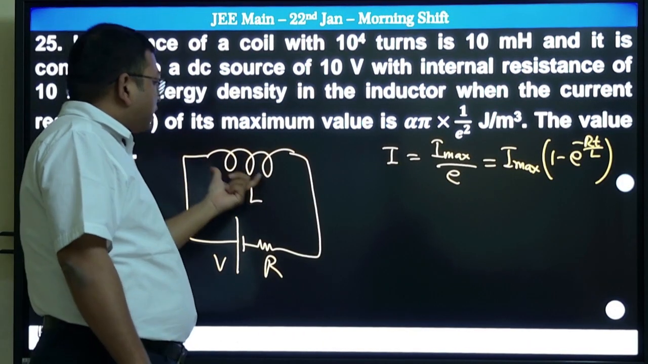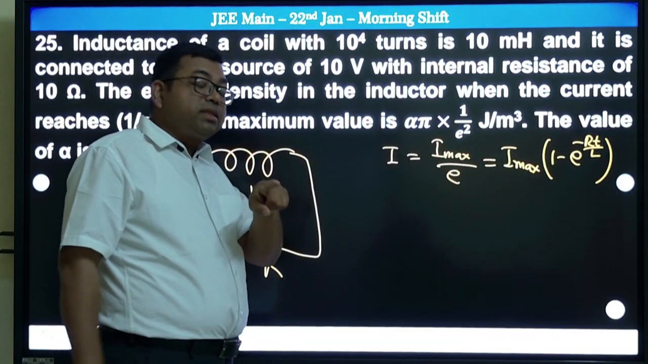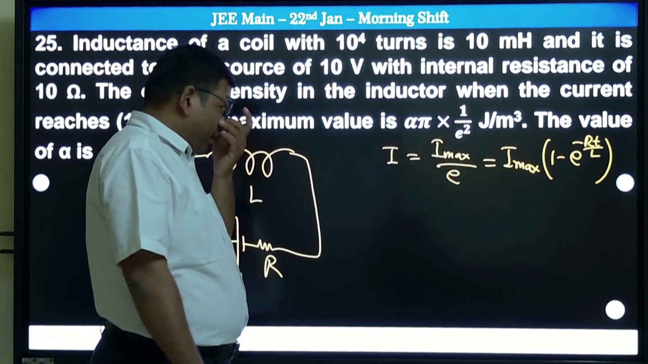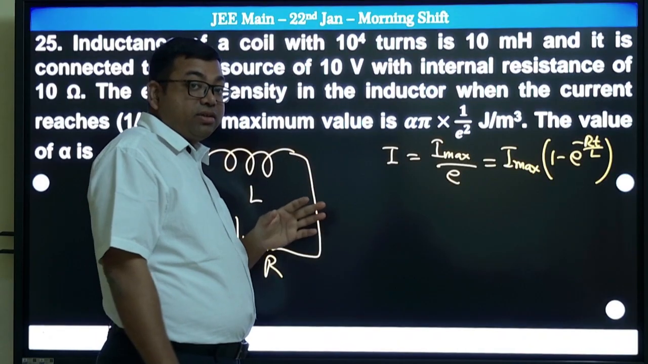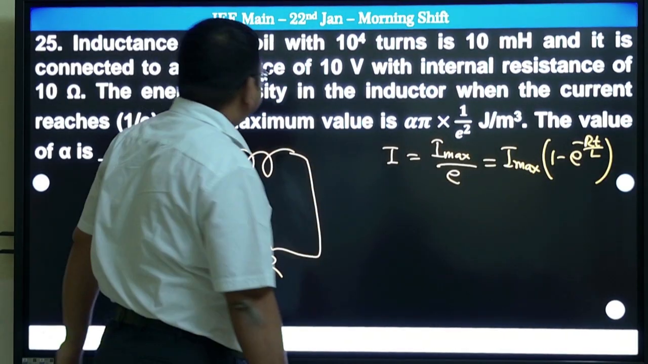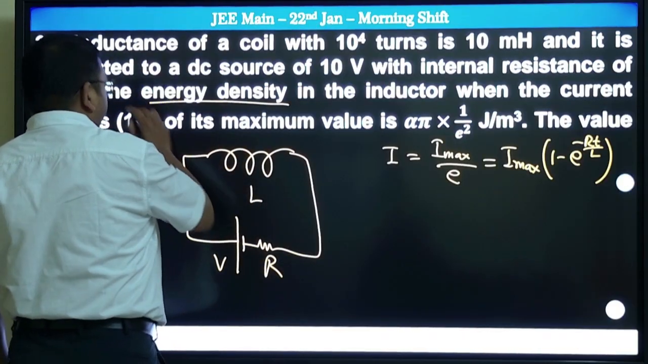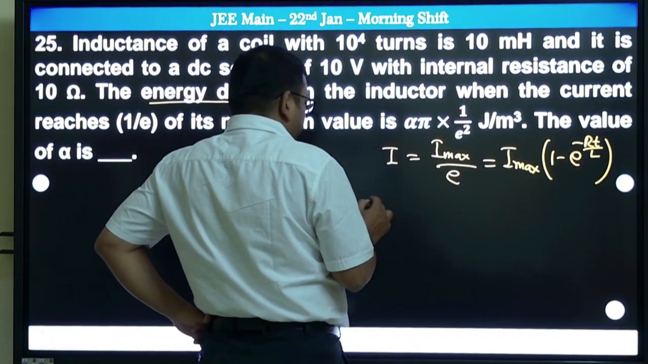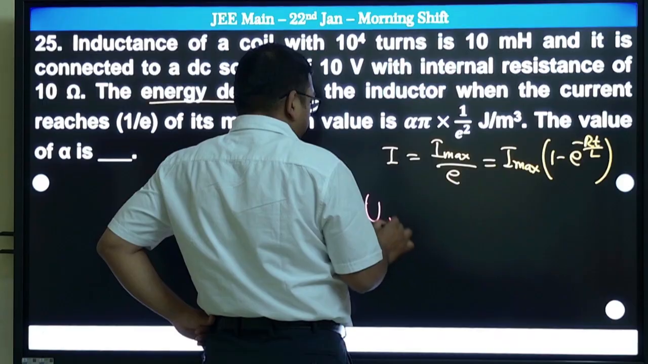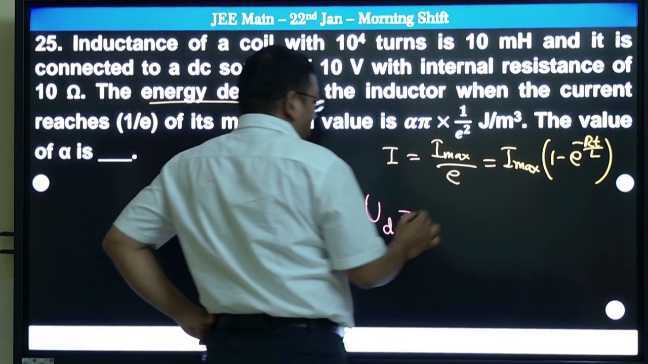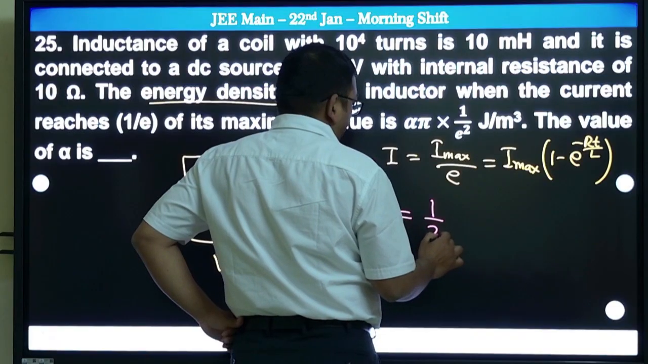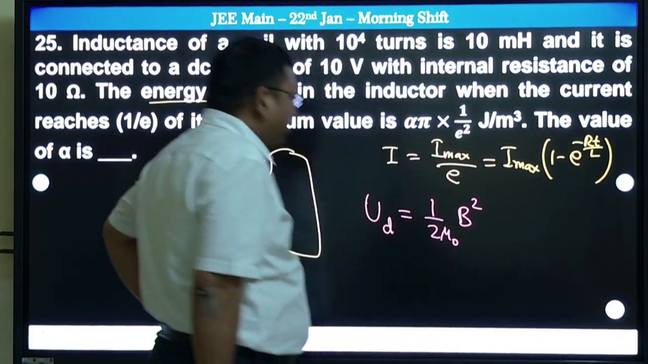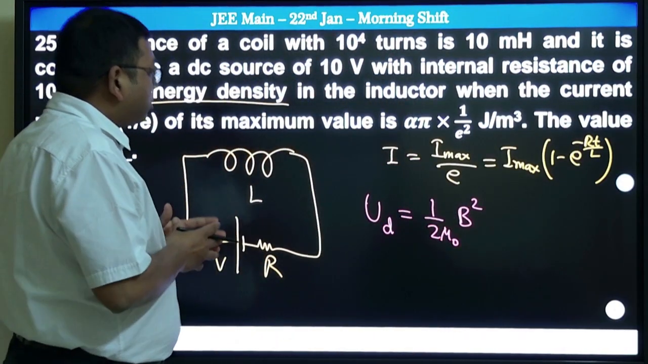Energy density in the inductor. Remember, they are asking energy density, not energy. If they ask energy, that is half L i squared. But they are asking energy density. What is the formula for energy density? Energy density is half mu naught B squared, right? Remember this formula. So we can think of using this formula.